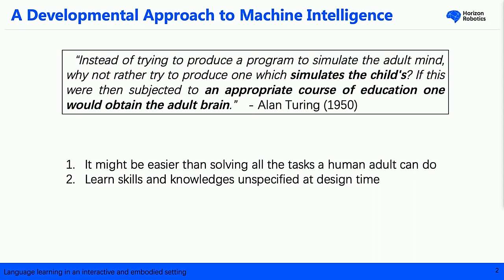The second merit is that by emphasizing that all the skills and knowledge of the machine are acquired from its own learning experience, we can make sure that the machine will be able to learn skills and knowledge that are unspecified at design time, which is very essential for artificial general intelligence. And the third point is that by doing the learning in a developmental way, the machine will be able to proceed from easier tasks to more complex tasks. This can make the learning easier because this is pretty much like curriculum learning, which is found to be very effective in many machine learning tasks.